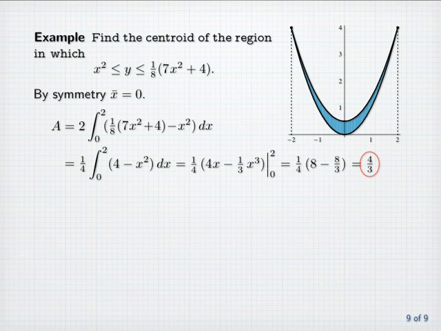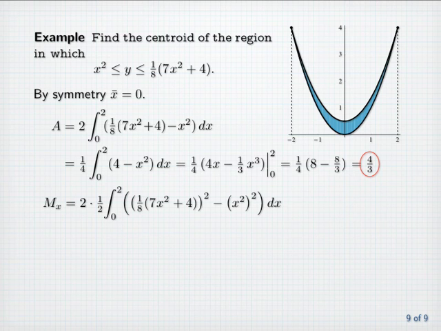Now let's calculate the moment about the x-axis. We'll take advantage of symmetry here to again integrate from 0 to 2. So our moment about the x-axis will be 2 times 1/2 of the integral 0 to 2 of the square of 1/8 of 7x squared plus 4 minus the square of x squared. Now we'll factor out a 1/8 squared here, which places a 64 in front of the second term, and then we'll multiply out 7x squared plus 4 quantity squared and simplify, and the result ends up being 1/64 times 49x to the 4th minus 64x to the 4th plus 56x squared plus 4 squared, or 16.